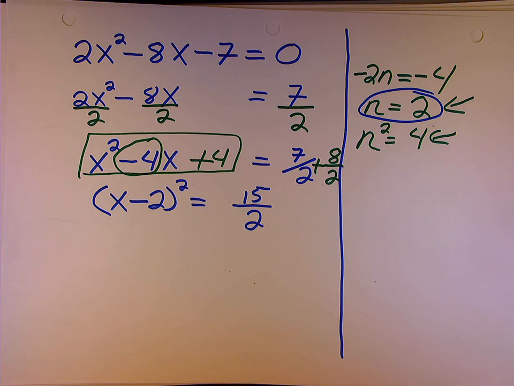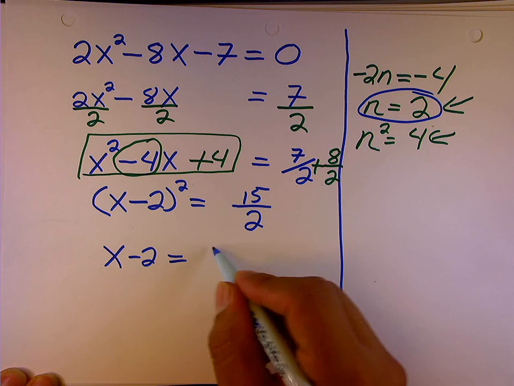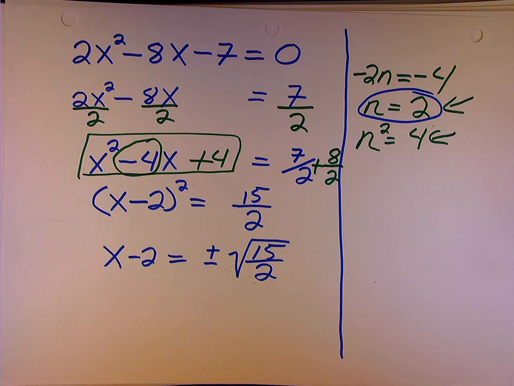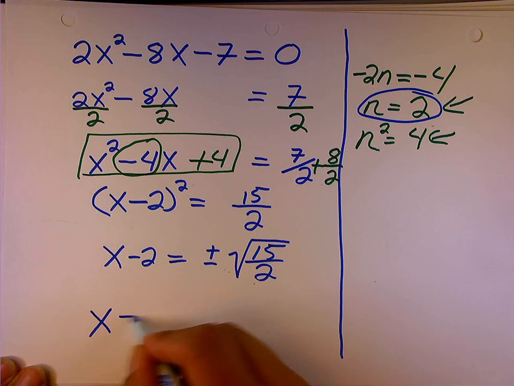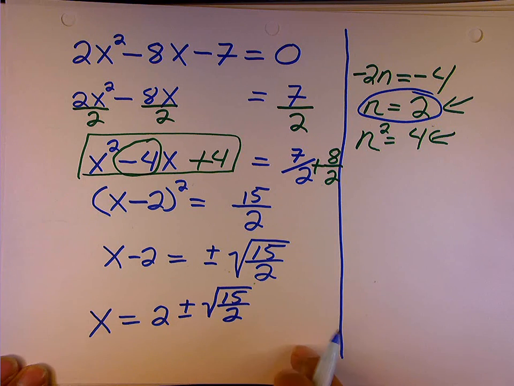Now, I'm going to solve this equation. The first step I need to do is remove that exponent of 2. I'm going to do that by taking the square root of both sides, leaving me with x minus 2 equals plus or minus the square root of 15 halves. I'm now going to solve for x by adding the 2 to both sides. Now, I don't want to get confused whether that 2 is under the radical or not under the radical. To avoid that confusion, we're going to put that positive 2 out front. So I end up with x equals 2 plus or minus the square root of 15 halves.